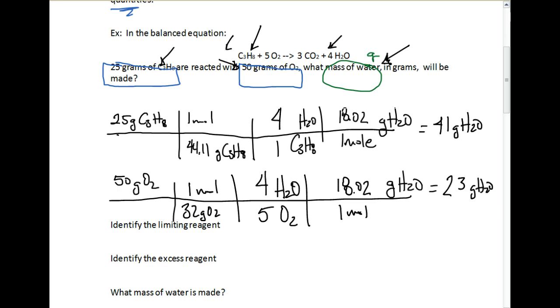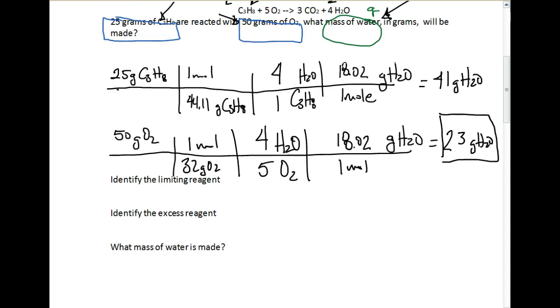So we have 2 answers now. Which one is the correct answer? Well, because this is a limiting reagent problem, the smaller of the 2 answers is going to be the amount made. So down here a little bit further, oftentimes they ask us a couple questions and it'll say how much water is made. Well, it's going to be the smaller of the 2 answers, 23 grams of water. Because the greater of the 2 answers was 41.